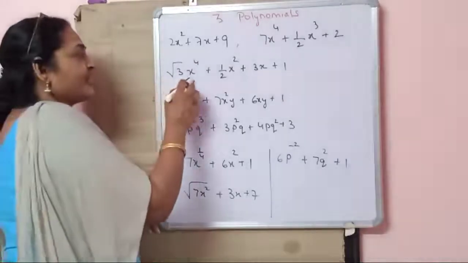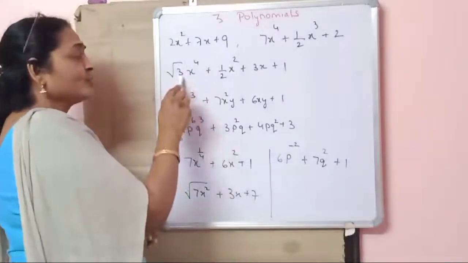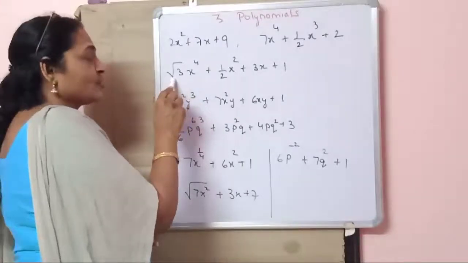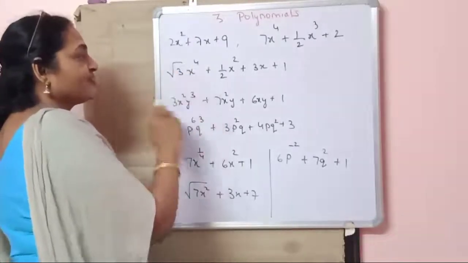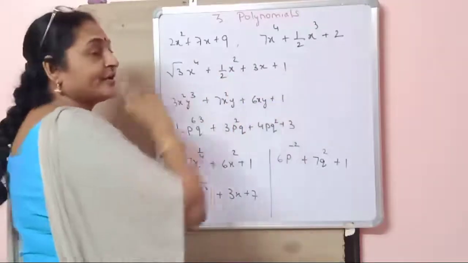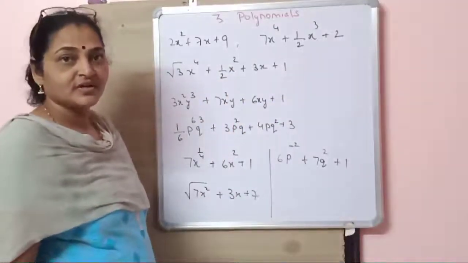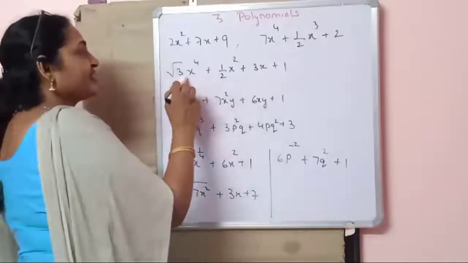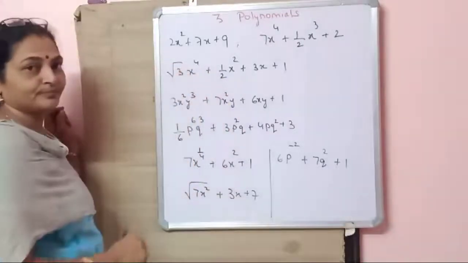Now here, root 3 x raised to 4. Here root 3 is a real number which is a coefficient. The degree of x is 4. Then 1/2 x square plus 3x plus 1. There are 4 terms in this polynomial. So the highest degree of the variable will be 4.